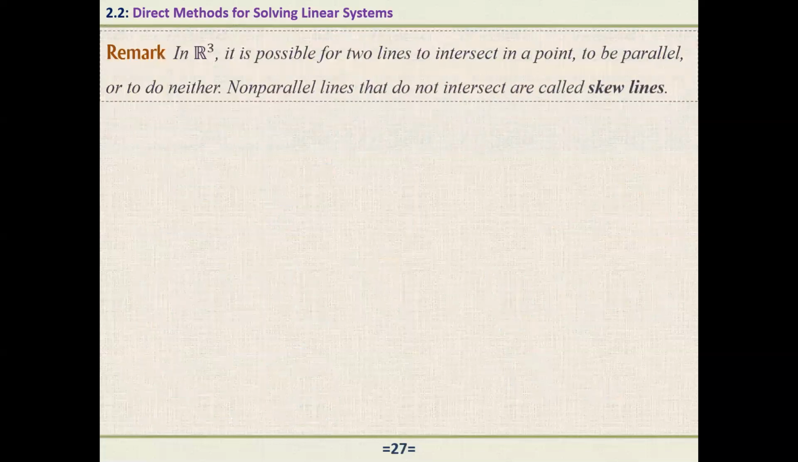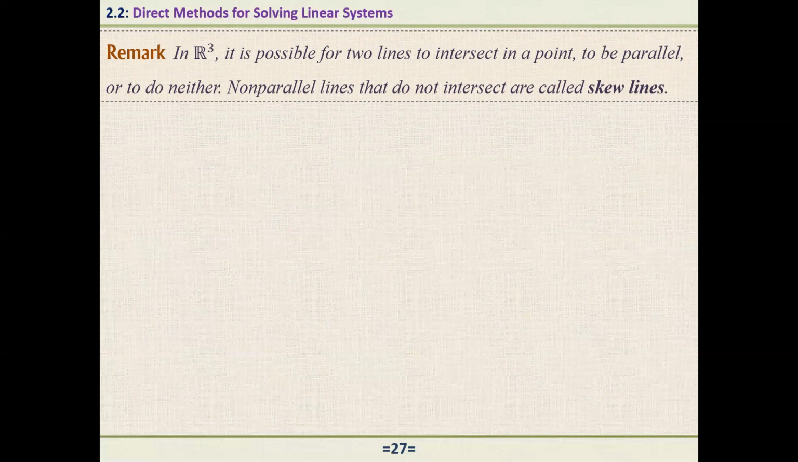Let's see what we have next. Remark: in three-dimensional space, it is possible for two lines to intersect in a point, to be parallel, or to do neither. Non-parallel lines that do not intersect are called skew lines.